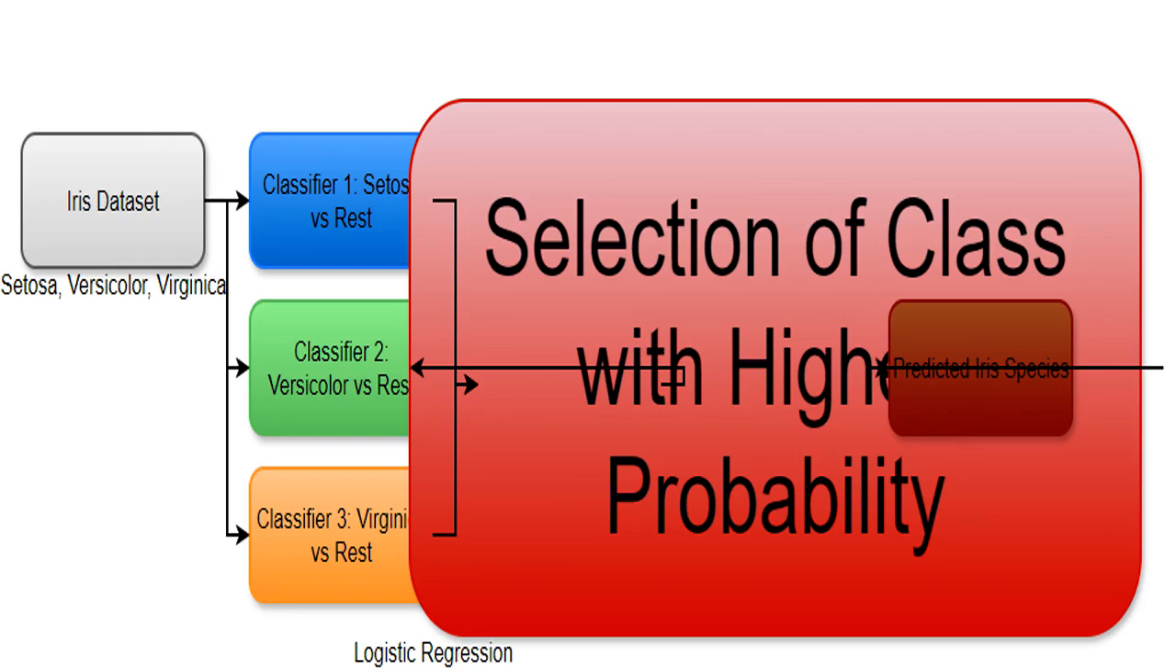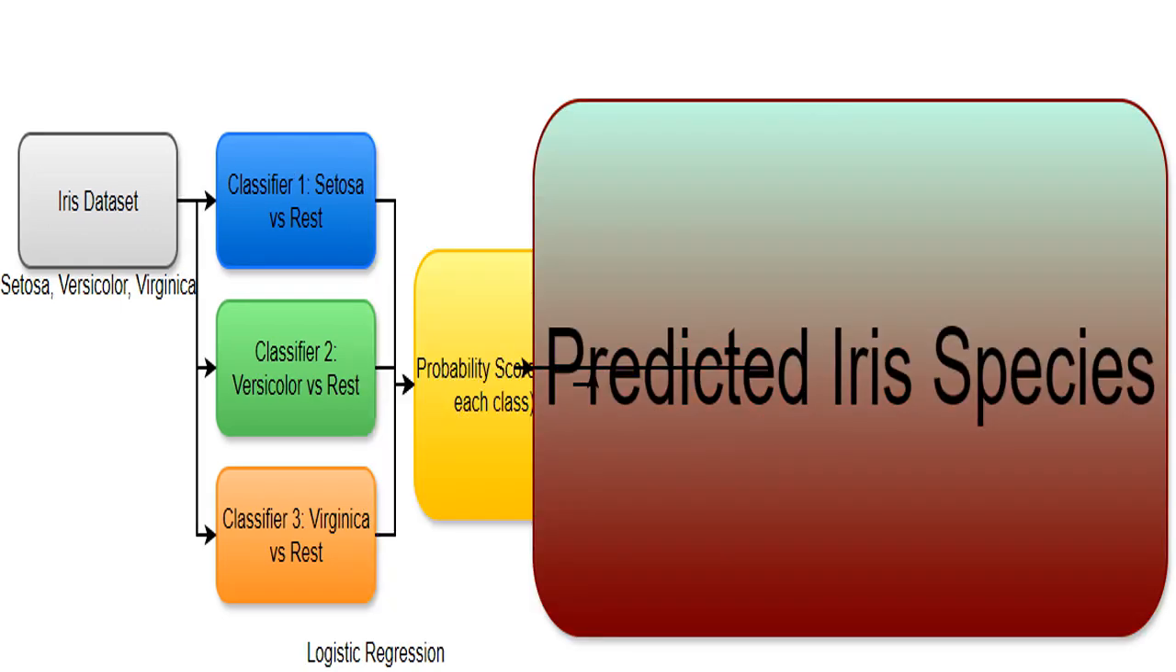The classifier with the highest probability score for a given input data point wins, and its corresponding class label is assigned as the prediction. Think of it as a voting system, where each classifier casts a weighted vote based on its confidence. This is the final output of the model, the predicted species for a given iris sample, selected based on the highest probability score across the three binary classifiers.